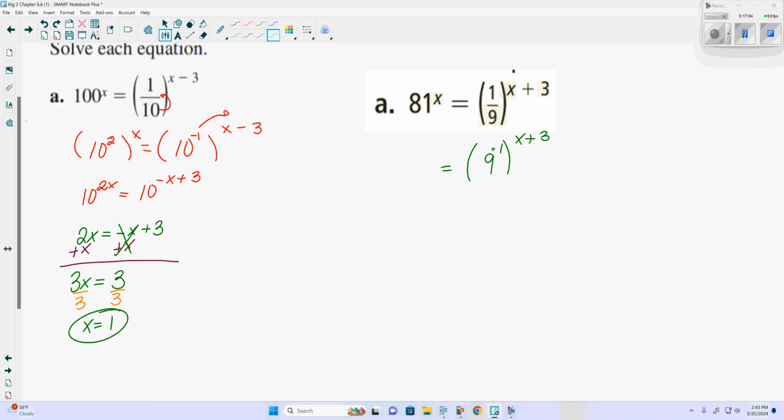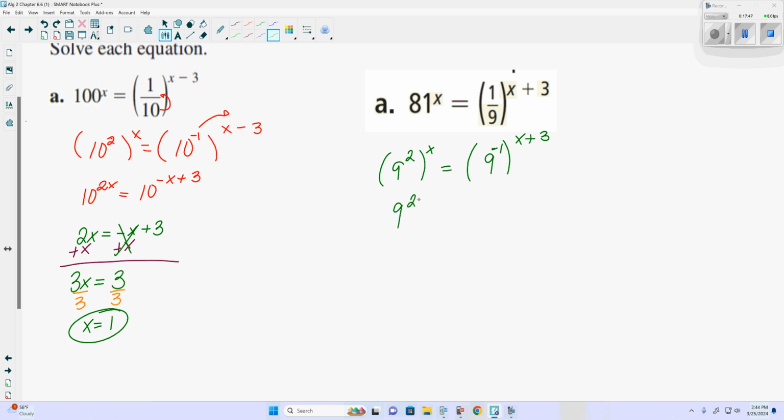Well, just like the last one, we can move that 9 from the bottom of the fraction to the top. And to do that, we have to change the exponent from positive to negative, and it ends up being negative 1. Now the question is, can we rewrite 81 as 9 to a power? 9 squared, yes. Now, if 9 had not worked, we'd have to find another number. 3 would also work. But we want to get those bases to be the same for us to be able to use this one-to-one property.